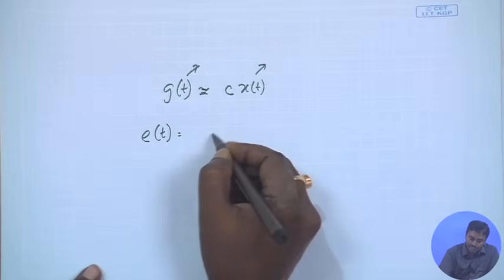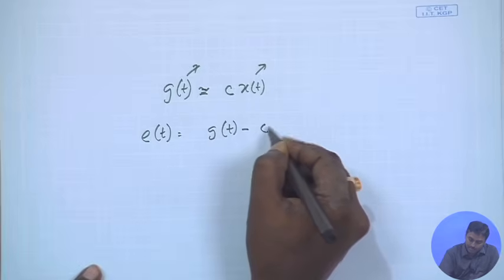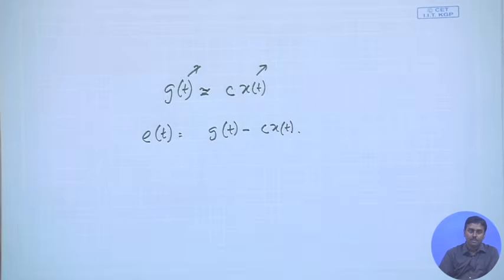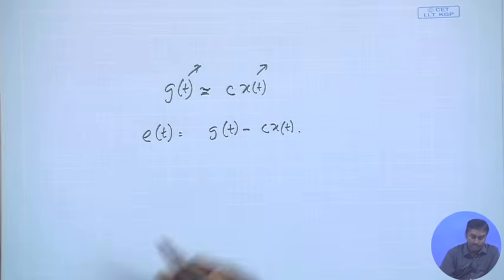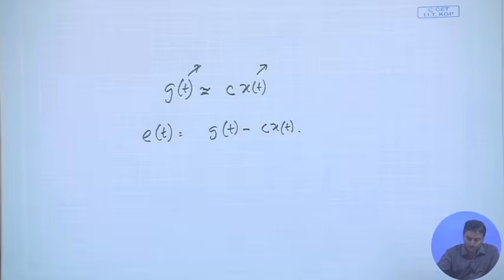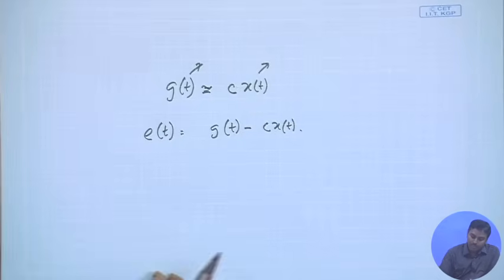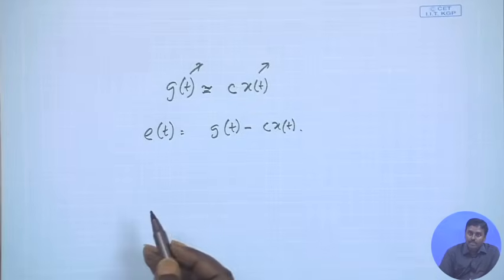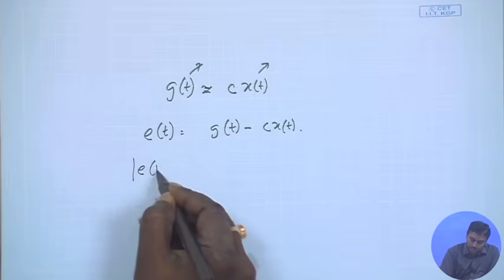That is actually the same thing, again g(t) minus c x(t). Now, we have to minimize the energy of this error signal. So, the energy of the error signal now, because it is a complex signal, and here even c can be complex, the coefficients also can be complex, that you will see later on.